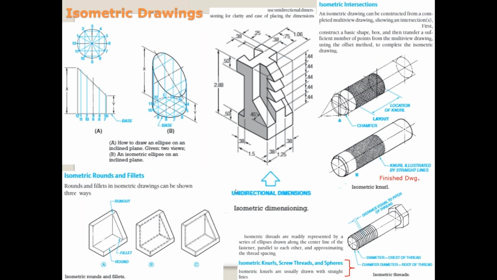For the isometric screw, thread, and sphere, it's the same way we did it. This is your finished product of the rule. The first thing you would do is finish your chamfer and locate the rule, and this is the finished product of the isometric rule. Same thing for the thread. The thread depends on the distance, which equals the pitch of the thread, and the diameter, same thing. The way you do the circle is the same way that we did it, using the same idea.